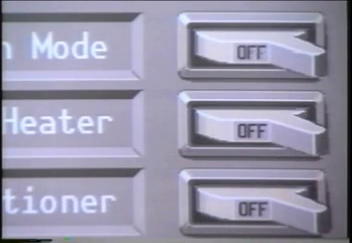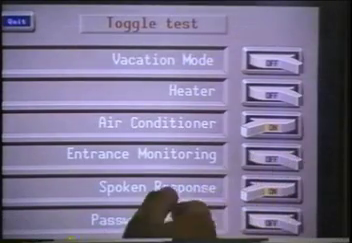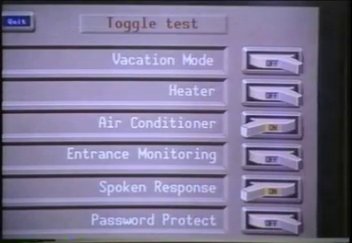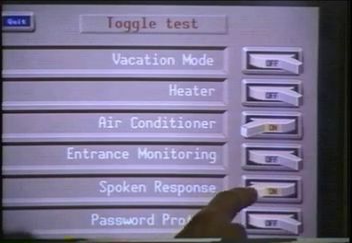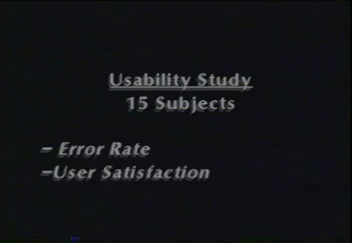Having to use a sliding gesture makes the toggle slightly more difficult to use, but greatly reduces the chances of inadvertently switching the toggle. We ran a usability study with 15 subjects. They were given representative tasks, and error rate and user satisfaction data were collected.